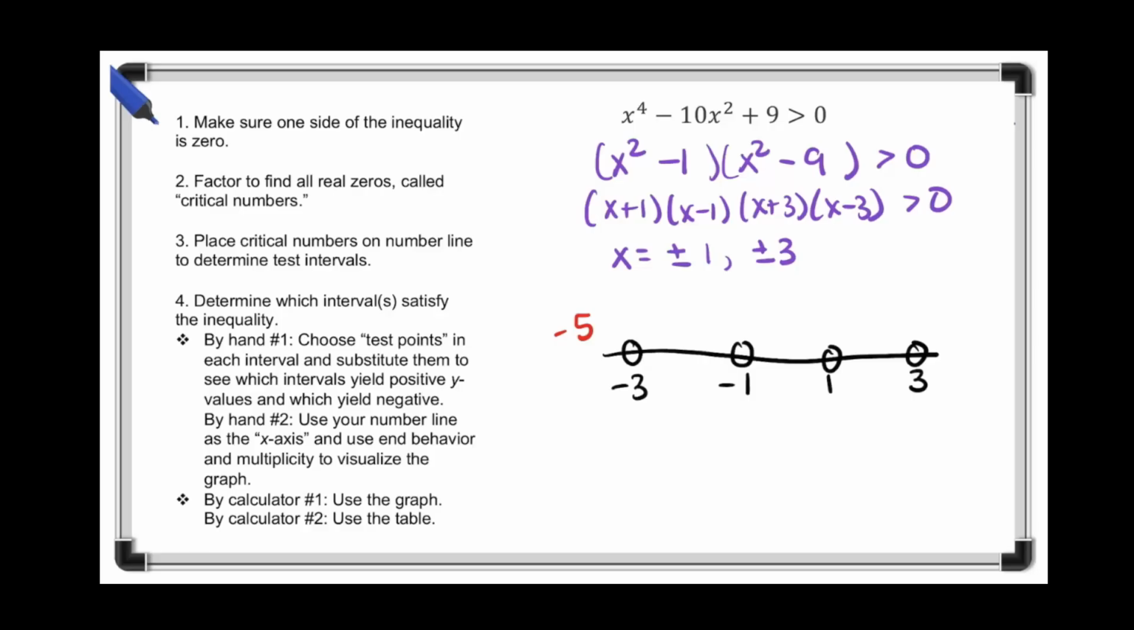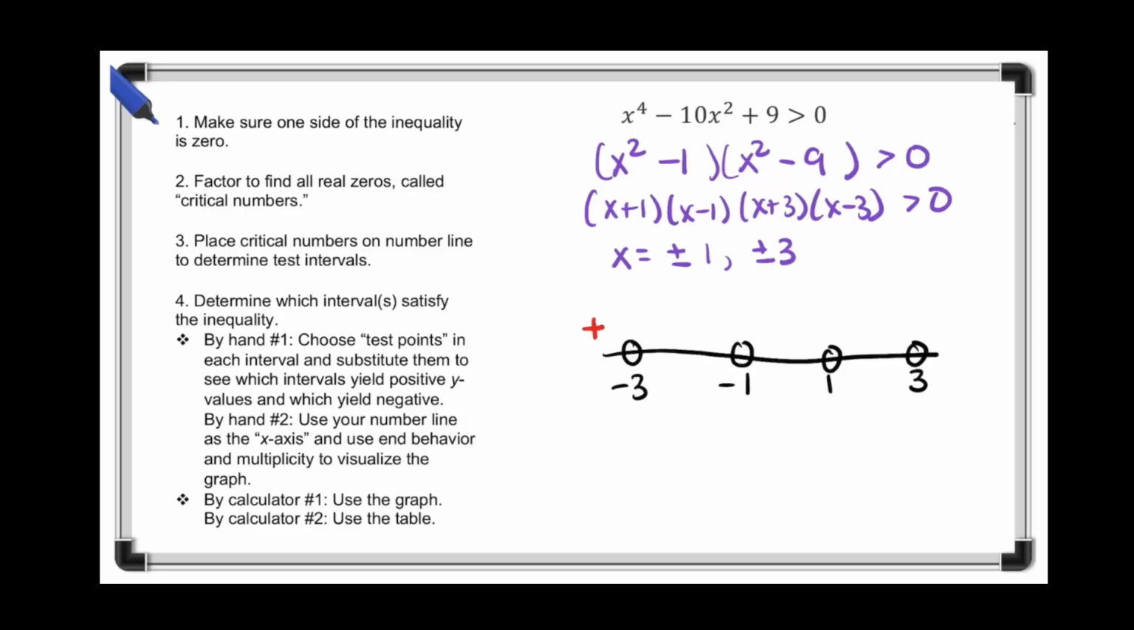So if you do negative 5 squared, that's 25. You're going to get 24, so that's a positive number. And then you get 25 minus 9. Again, it's a positive number. So a positive number times a positive number is going to be positive. So anything to the left of negative 3, you're going to get a positive answer. Again, we're not focused on what the actual number is. We're focused on whether it's positive or negative.